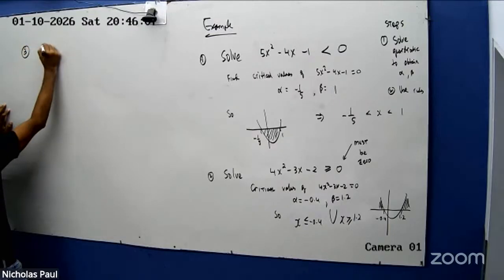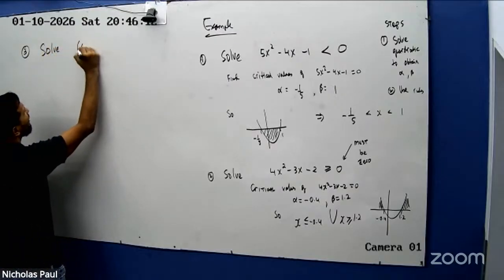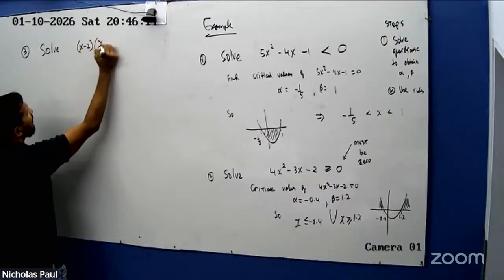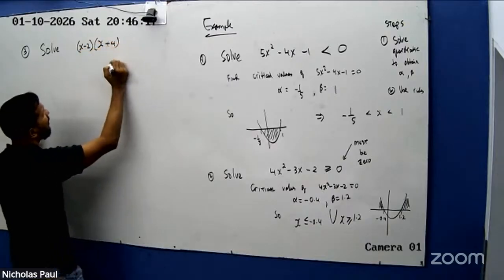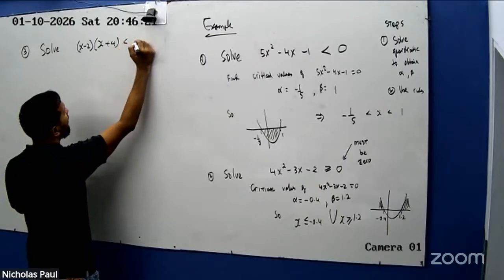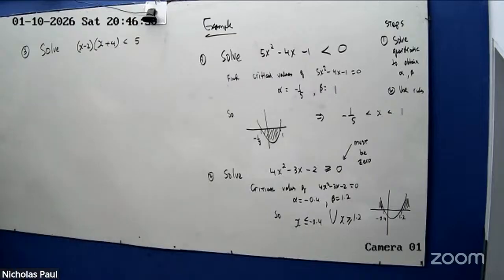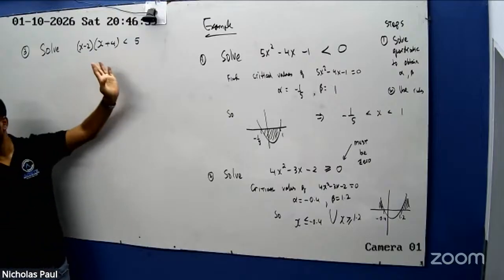Let's not make it too complicated again. Solve. As I said, the right hand side must be 0. So what you'll do is move it across. Go ahead.